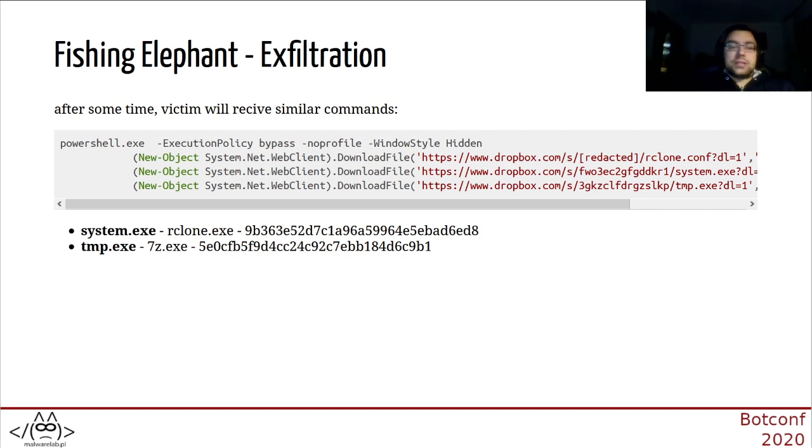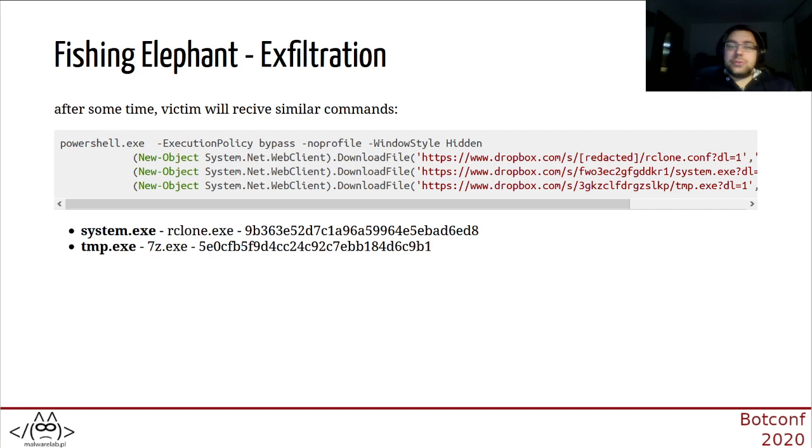So those three campaigns were quite successful actually. I saw a lot of victims from it. Well, a lot in terms of targeted attacks, which is in quantity of tens, not hundreds. But I saw some victims. So after some time, if the victim was interesting, they will get a command that will download another three files from Dropbox.